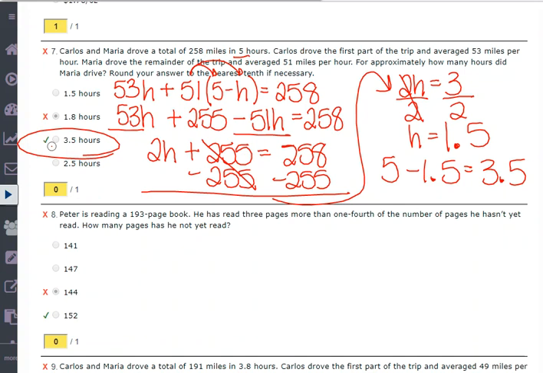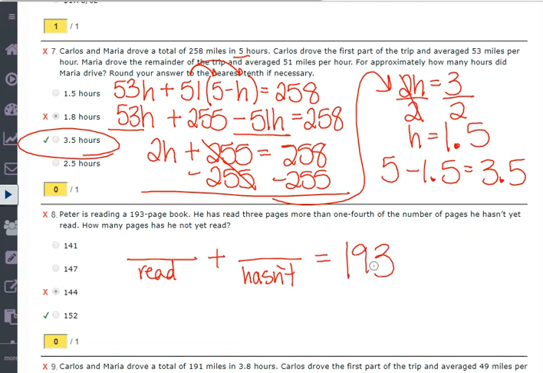Number 8 says that Peter is reading a 193-page book. He has read 3 pages more than one-fourth the number of pages he hasn't yet read. How many pages has he not yet read? So we have 2 cases here. We have the number he has read and the number he hasn't read. So the number that he's read plus the number he hasn't read, it needs to equal 193.